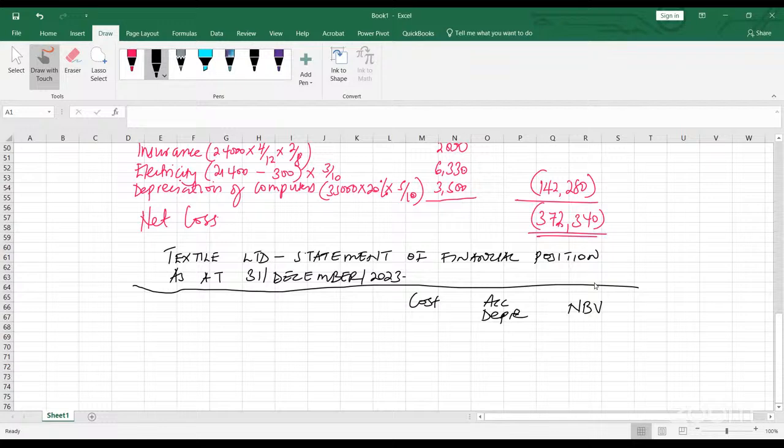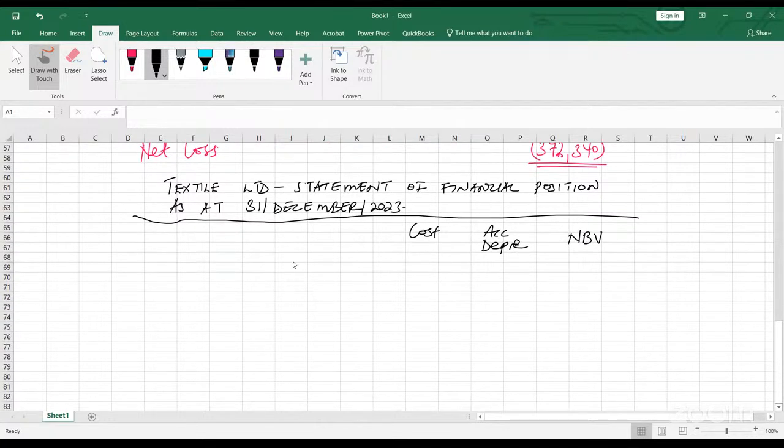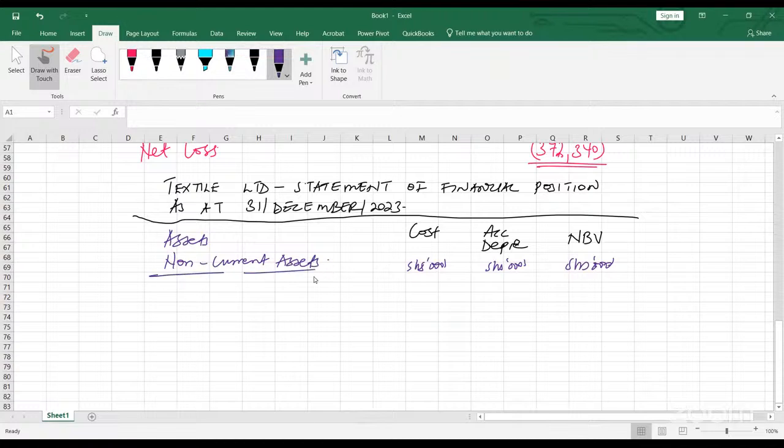So factory overheads will appear in the manufacturing account, Joy. Our costs are in shillings and thousands. In the statement of financial position, we start with assets, and under assets, we start with the non-current assets.